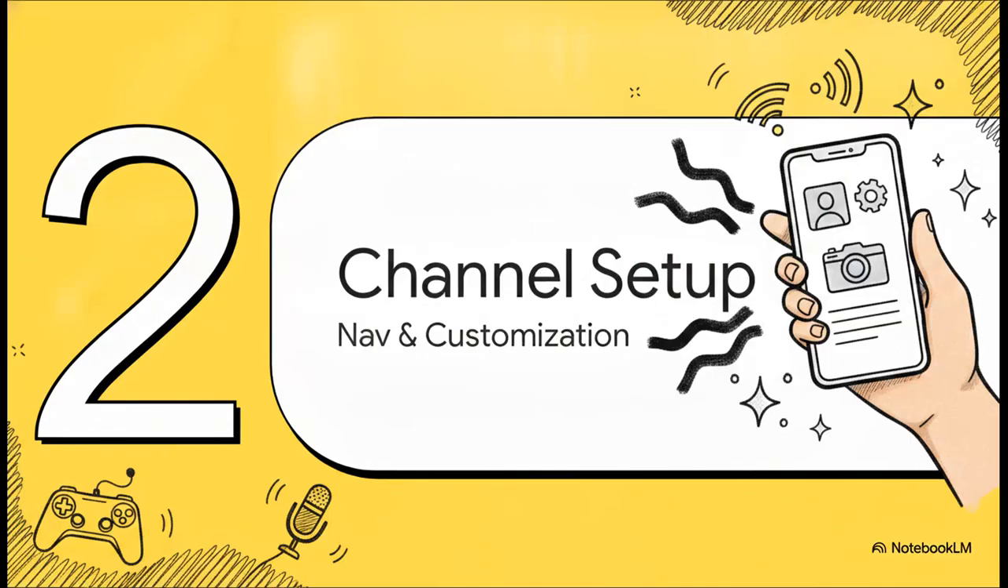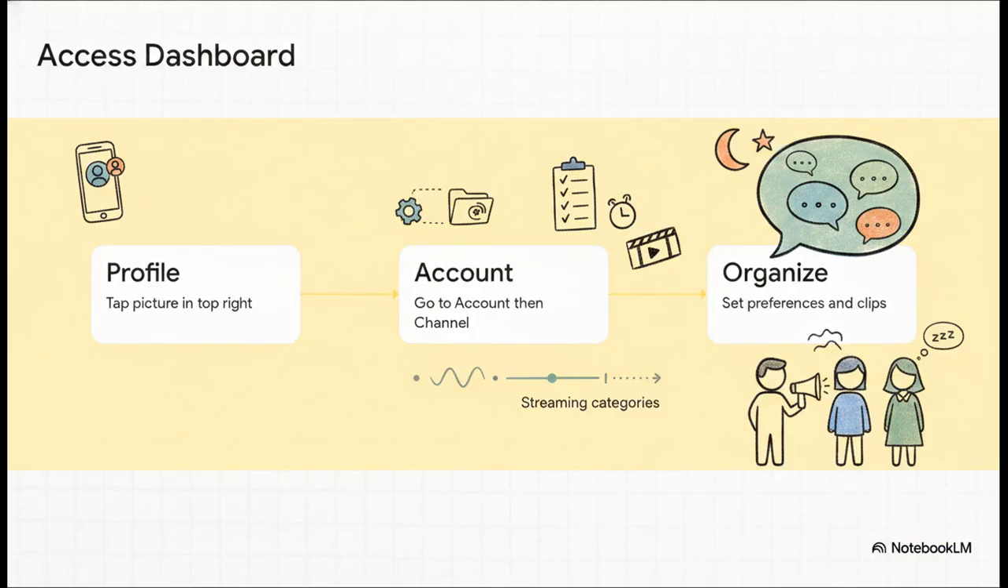Moving right along to Section 2, setting up your channel, including navigation and customization. So, if you've got the Kick app open on your phone, getting to your dashboard is literally a simple 3-step process. Just tap your profile picture in the top right, hit Account, and then go to Channel. Boom, you're there. You can organize your preferences, see your recently streamed categories, and grab your clips. But you know what's really fascinating? The Chat tab. On Kick, your chat room actually stays active even when you're completely offline. People can just wander in and hang out, which is pretty unique.